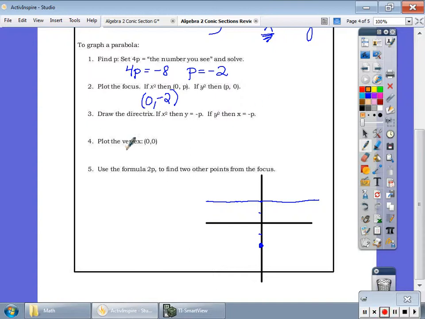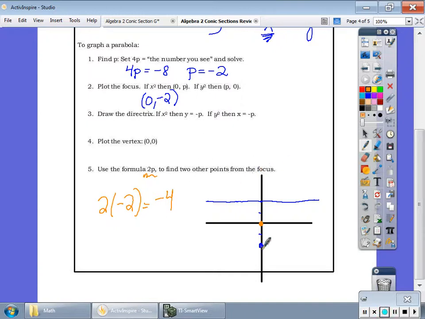Plot the vertex. Vertex of a parabola for us is always going to be here at the origin. And then we're using the formula 2 times p. Now this has a special name, but I'm not going to bore you with it. In any case, you take 2 and multiply it with p. Who was p? Negative 2. That's right. What is 2 times negative 2? Negative 4.